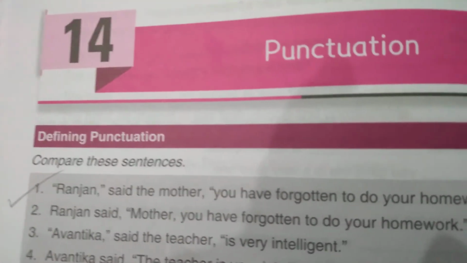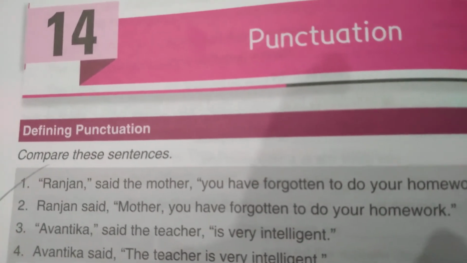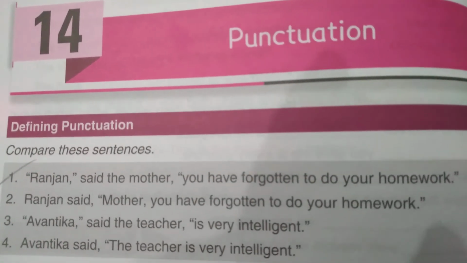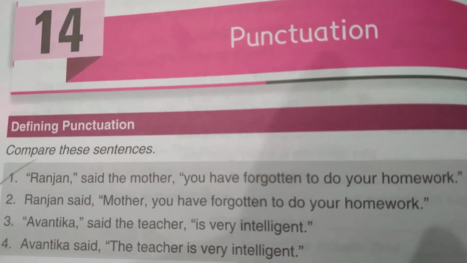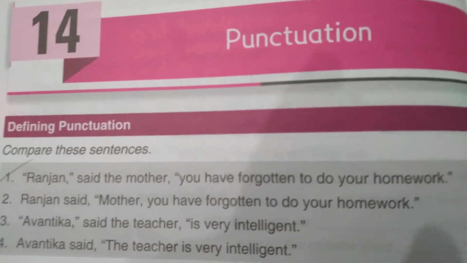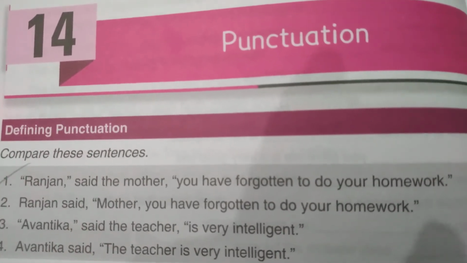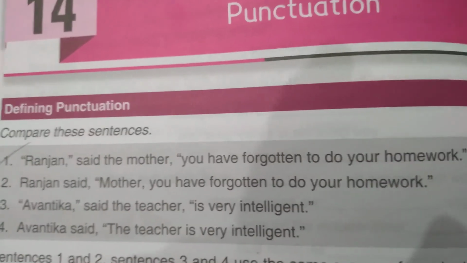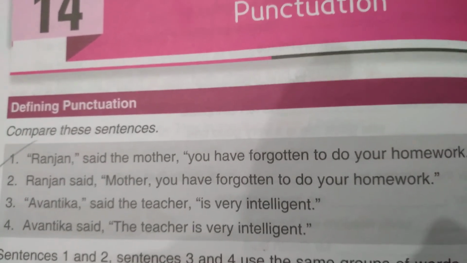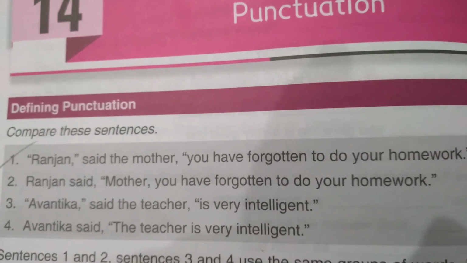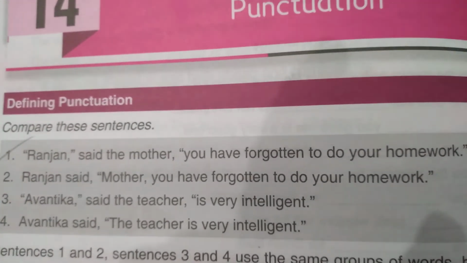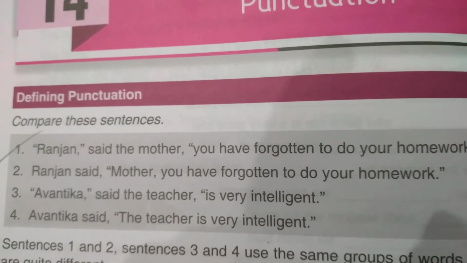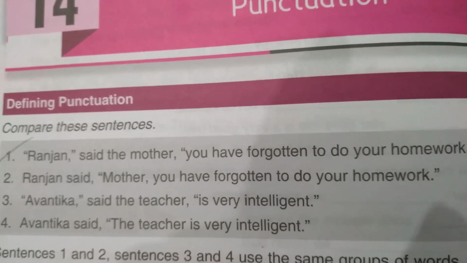Ranjan said the mother, "You have forgotten to do your homework." Here we can see that the name of a boy is enclosed in double inverted commas. And the meaning of the sentence here is that the mother of Ranjan said to Ranjan that he has forgotten to do his homework. Now, if there is a change of punctuation marks, then what will be the meaning of the sentence? Ranjan said, "Mother, you have forgotten to do your homework." Here we can see that the place of inverted commas has been changed and mother till homework is enclosed in double inverted commas. So now the meaning has also changed.